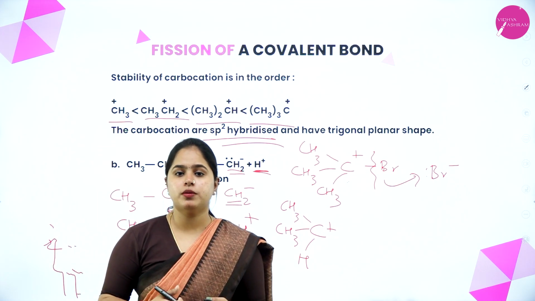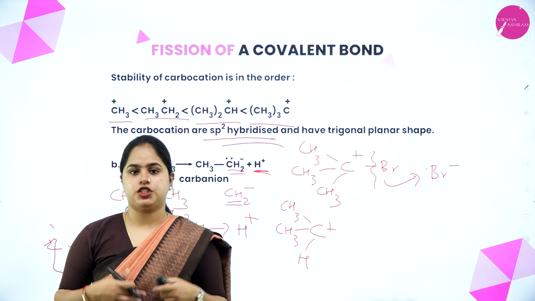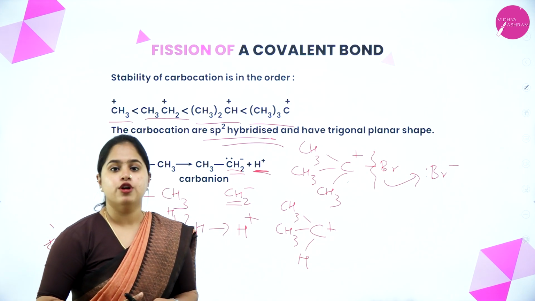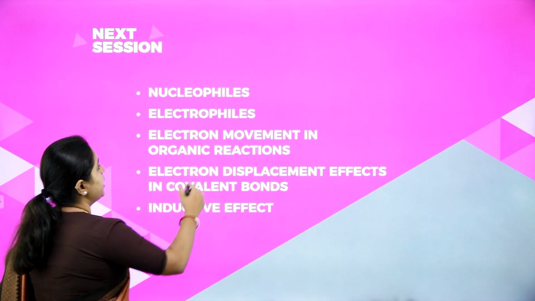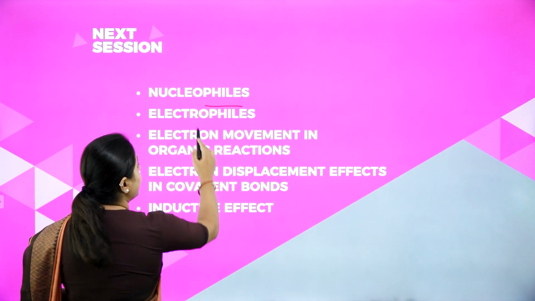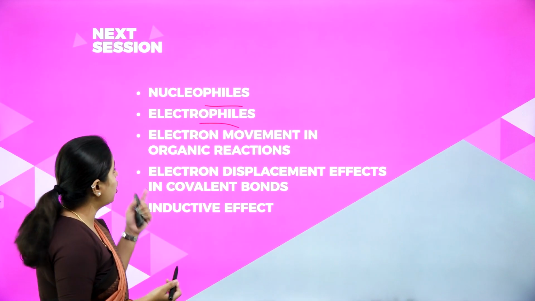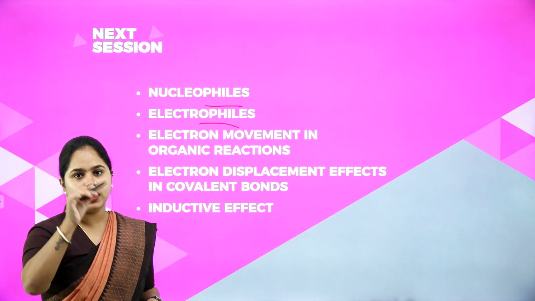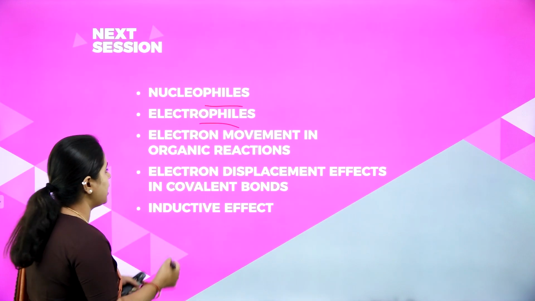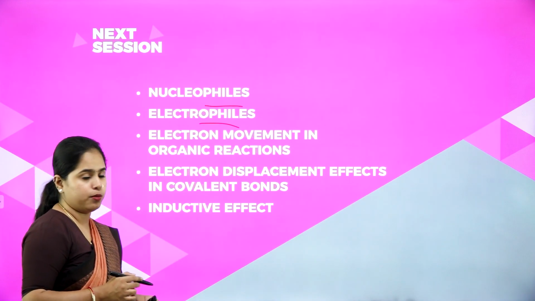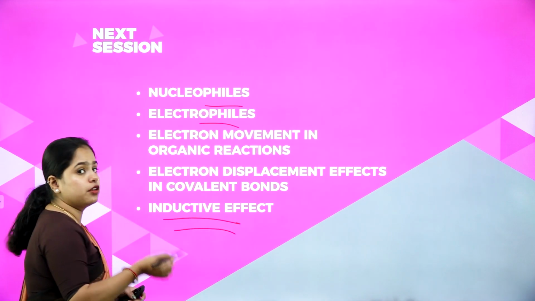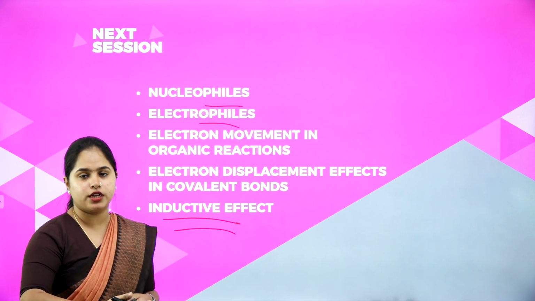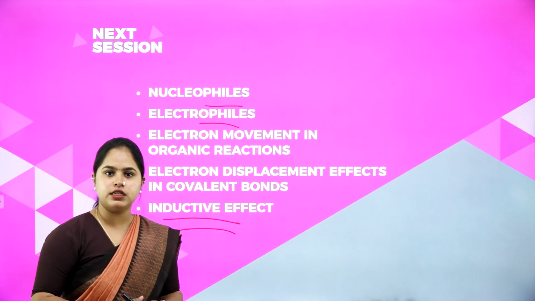So I hope isomerism and bond cleavage, that is the fission of covalent bonds, homolytic and heterolytic cleavage, is clear for you. In the next session, we are going to study what nucleophiles are, what electrophiles are, and then electron movement in organic reactions: how the electrons move when reactions take place, and the electron displacement effects in covalent bonds. In the next session, we will study the first effect, that is inductive effect. There are further effects that you have to study as well. We'll discuss inductive effect in the next session.